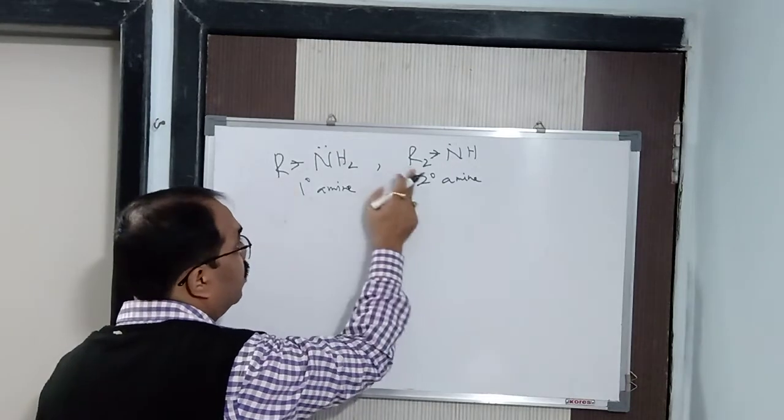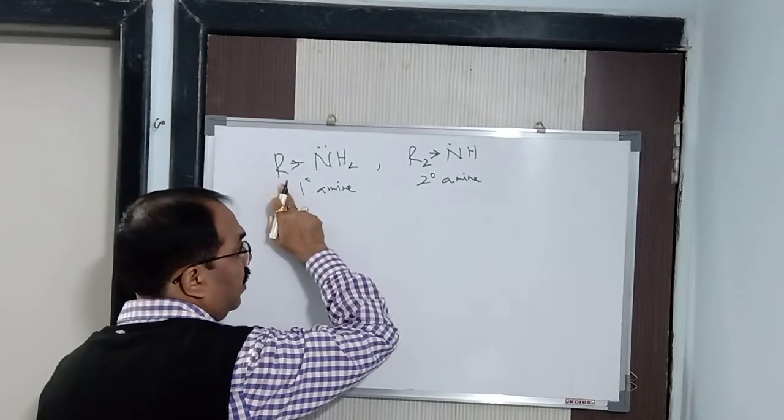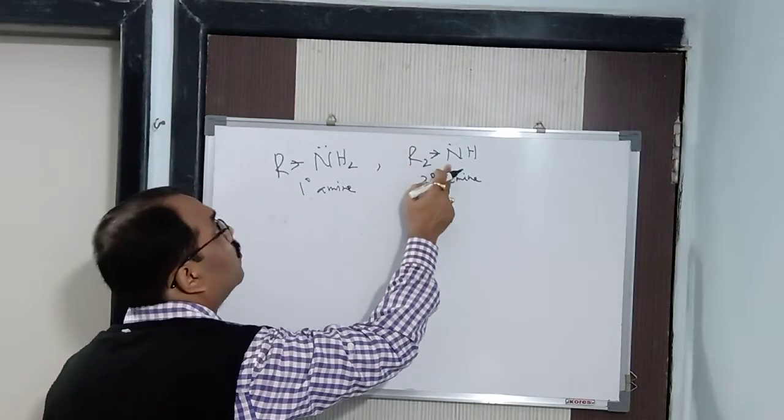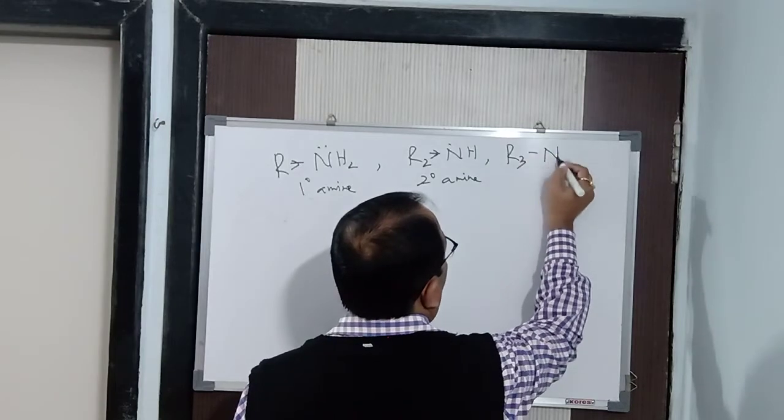Because here there is 1 alkyl group, and here 2 alkyl groups, definitely the plus I effect is more here than this, then here, we can say that. So hence what you find is that it will be more basic than this. It should be fine. Now next is R3N.